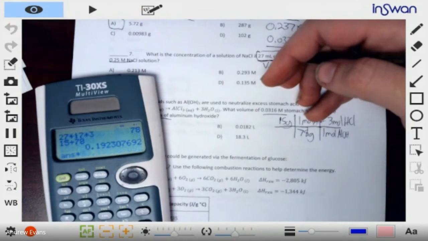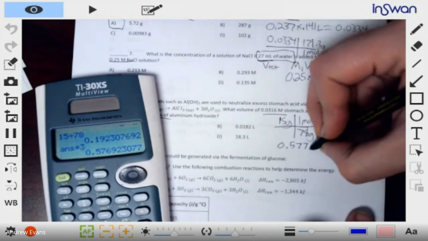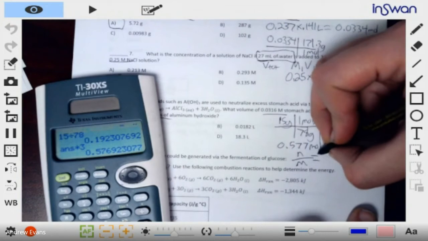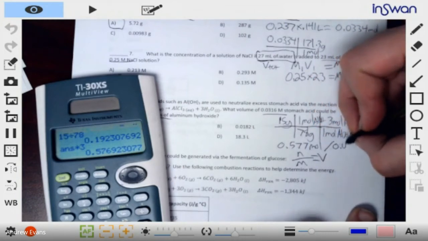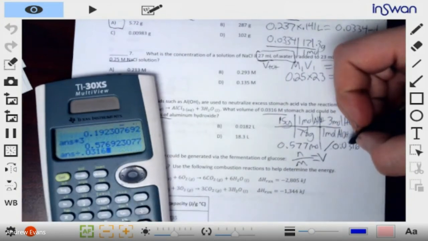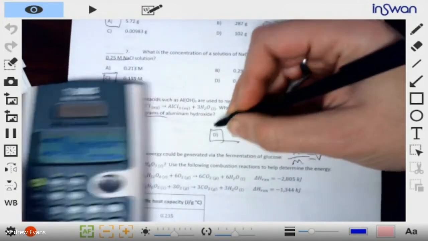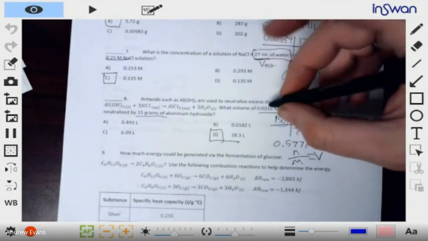So this will tell us how many moles of HCl we will neutralize. So we will successfully neutralize 0.577 moles. Well, moles divided by molarity will equal our volume. So 0.577 divided by 0.0316 gives us 18.3 liters. A rather large amount, considering it's a rather dilute stomach acid. So we don't need to take very much aluminum hydroxide to neutralize a lot of stomach acid.